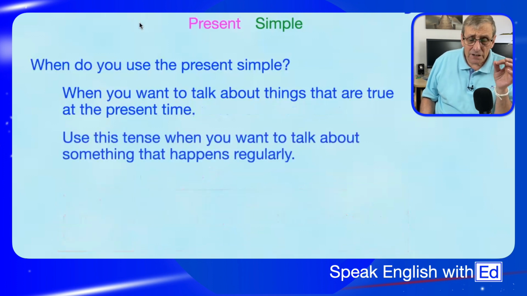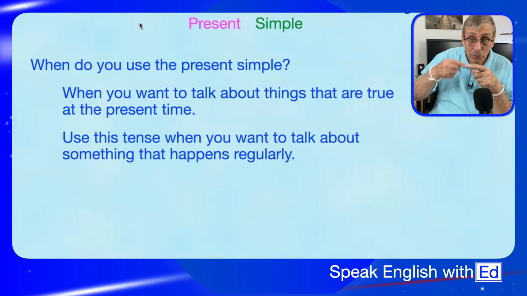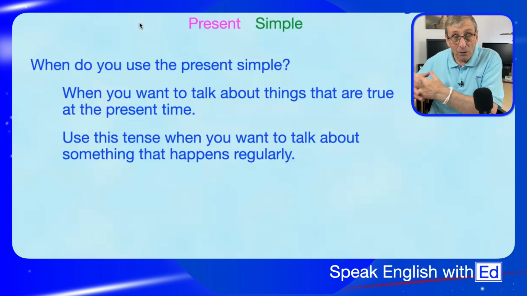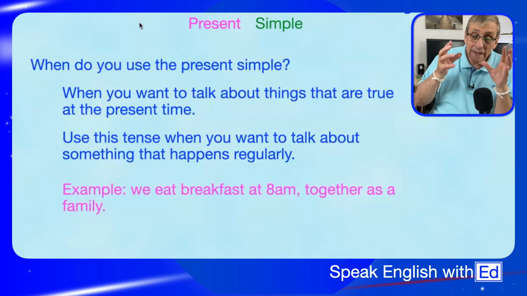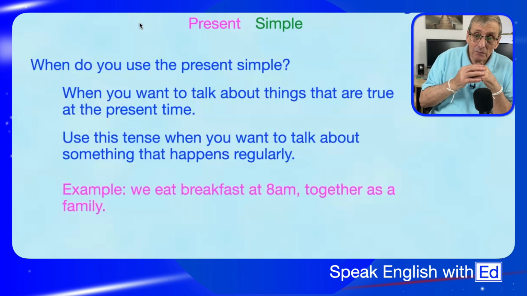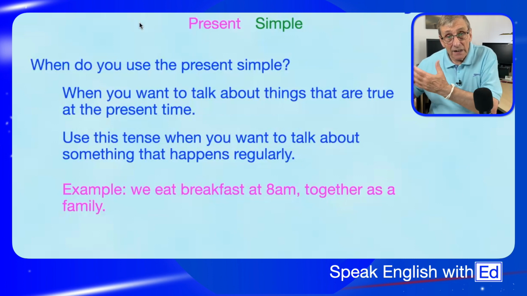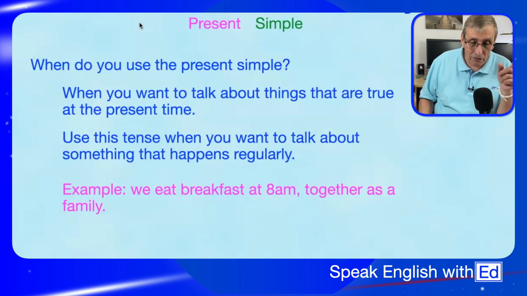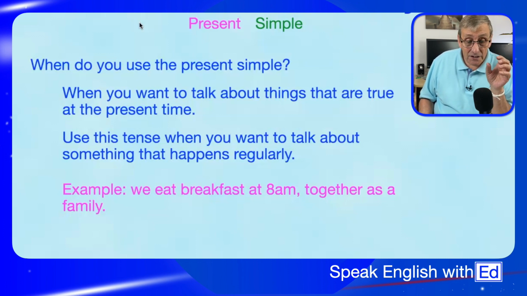Now you can also use this tense when you want to talk about something that happens regularly. It happens on a regular basis, often it repeats itself. I've got an example: we eat breakfast at 8 a.m. together as a family, right? So this is something we do regularly. We do it every morning. It's regular, it's routine. We eat breakfast at 8 a.m. together as a family. We eat. Now these verbs are all the base verbs, nothing added to them.